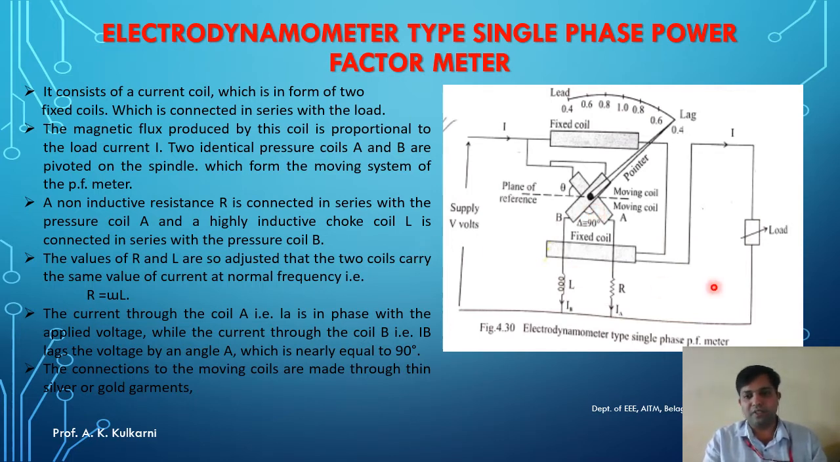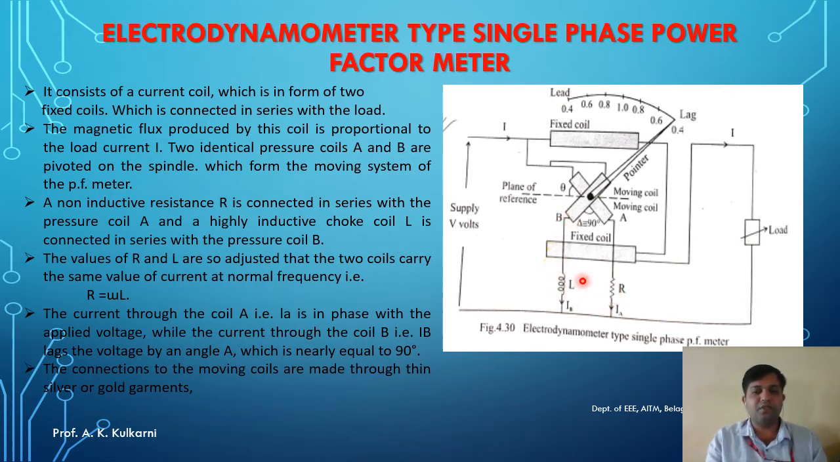Is it clear? So once again I will tell, it consists of a current coil which is separated into two fixed coils and placed parallel to each other, and these two fixed coils are connected in series with the load, which is given back to the supply point. It consists of a moving coil which consists of coil A and coil B. To coil A, a highly resistive non-inductive resistance is connected in series, whereas in case of coil B, a highly inductive choke coil is connected in series with this coil B.